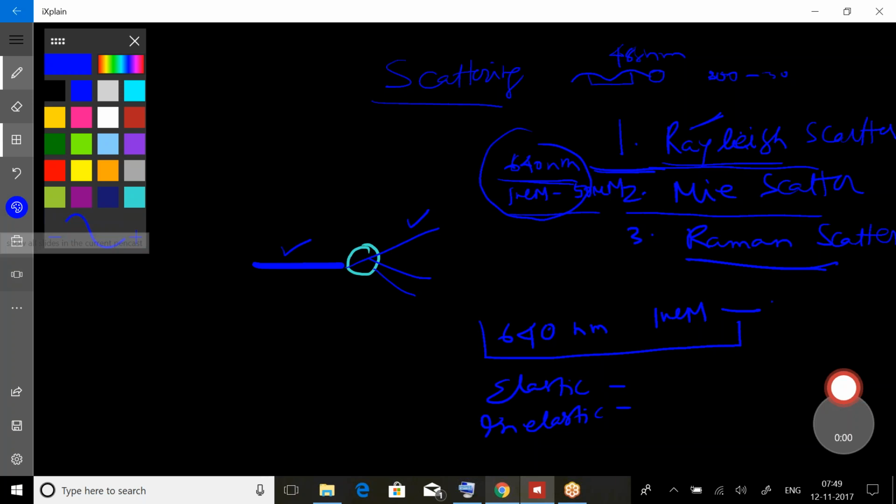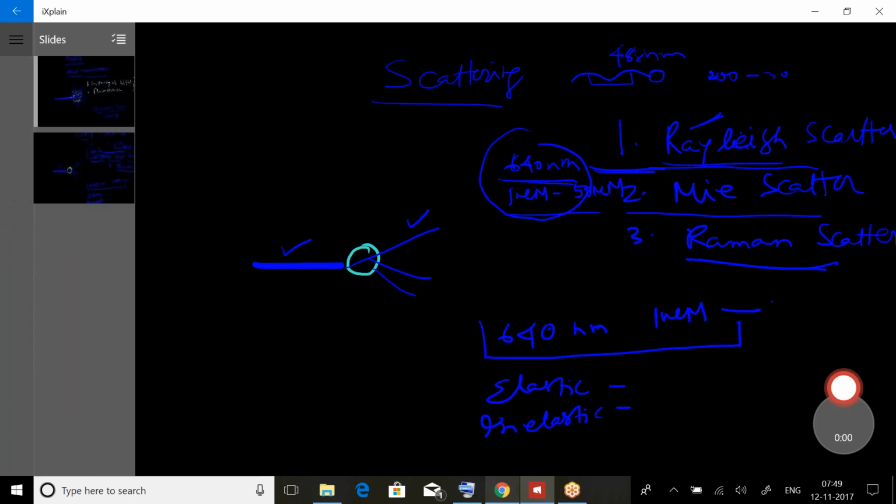So let's talk a little bit about how it looks with the different scatter. I'll start with the Rayleigh scatter and Mie scatter.